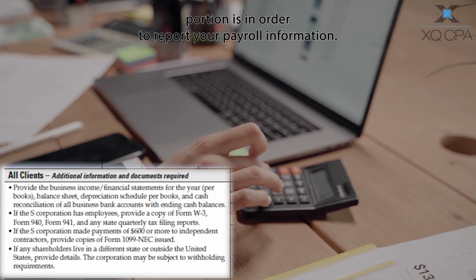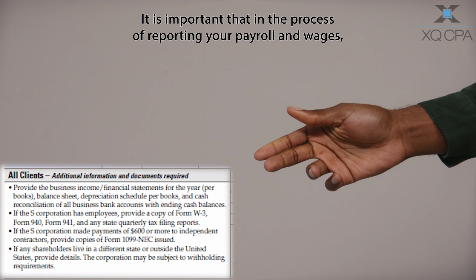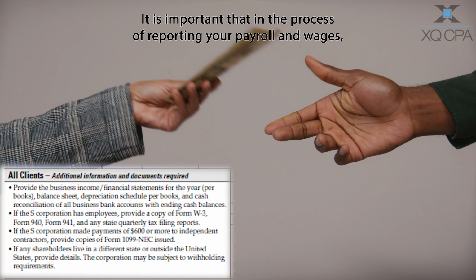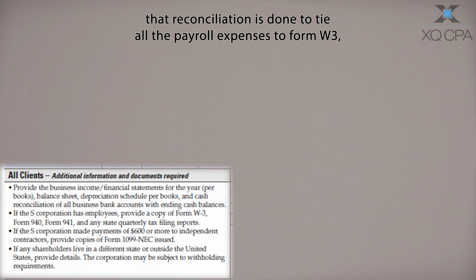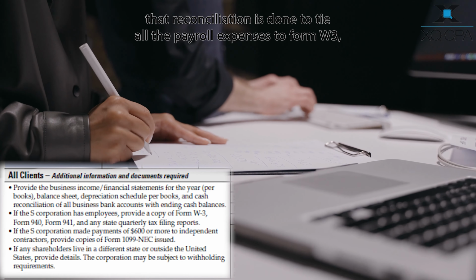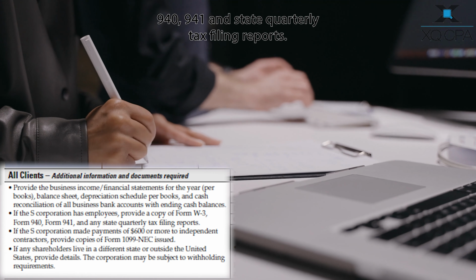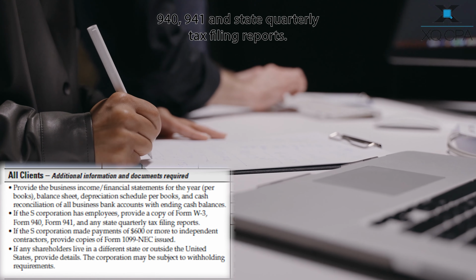The second portion is, in order to report your payroll information, it is important that in the process of reporting your payroll and wages, reconciliation is done to tie all the payroll expenses to Form W3, 940, 941, and state quarterly tax filing reports.